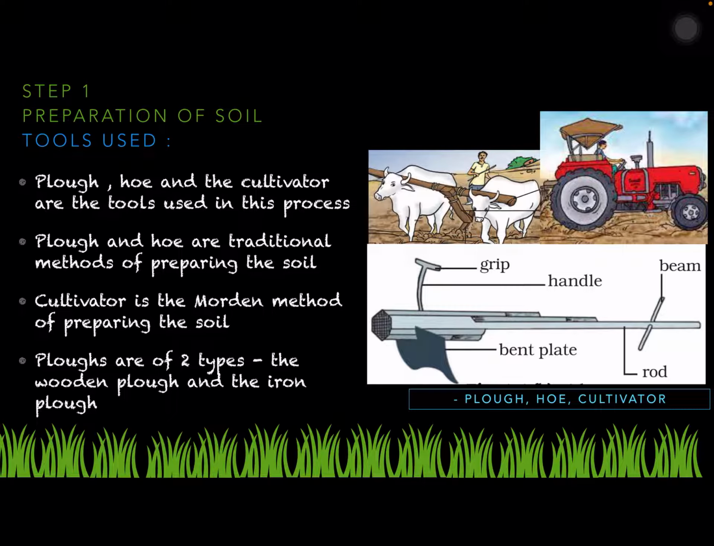So for ages, farmers have used plow and hoe. Recently, in the last 50 years, we have started using cultivators. Now we know that we use plows, right? Plows in turn are classified into wooden plow and iron plow. The big picture you can see down now with all the parts marked, that's the iron plow. And the one which the animals are carrying, that's the wooden plow.